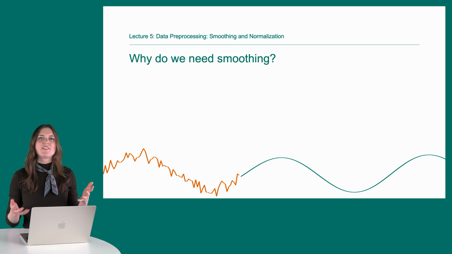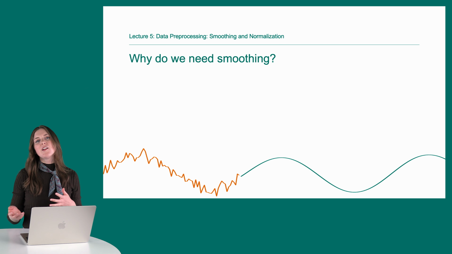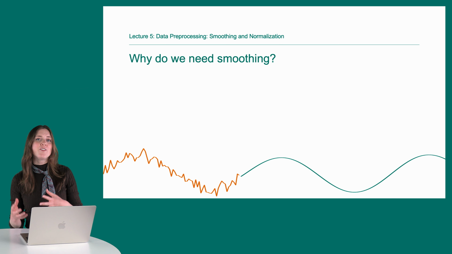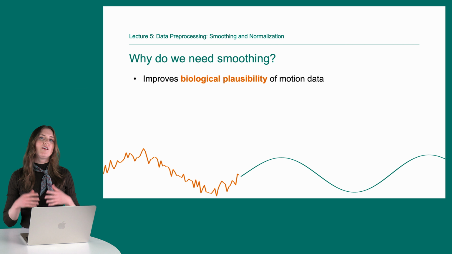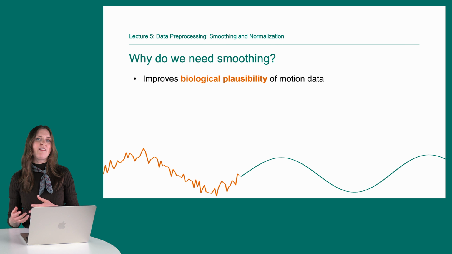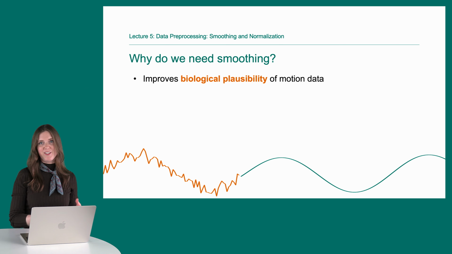So why do we need to smooth our data? It's not about making our data look nicer. It's about recovering the underlying continuous movement signal from a noisy measurement process. Smoothing improves the biological plausibility of our motion data. Extremely rapid fluctuations in wrist and finger positions are unrealistic and do not reflect actual human movement.